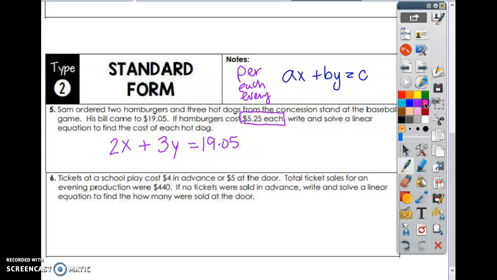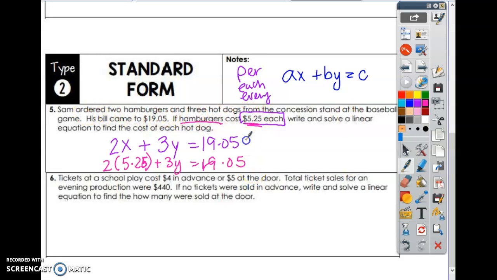But they're saying that each hamburger is $2.25. So right here, this is my hamburgers. I'm going to put 2.25x plus 3y equals 19.05. So you would look for an equation that says that. You don't have to solve. We're not trying to solve. We're just picking equations that model the scenario.